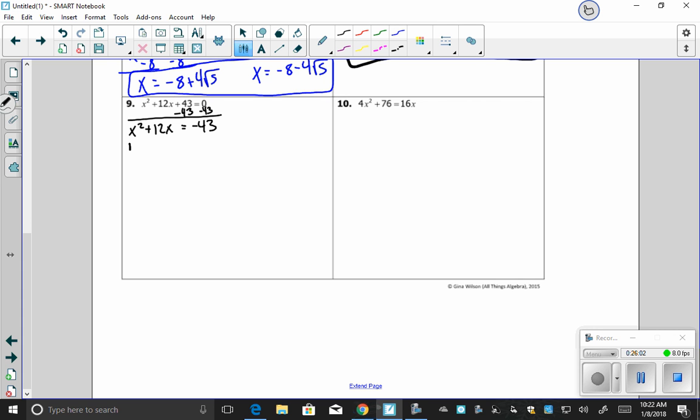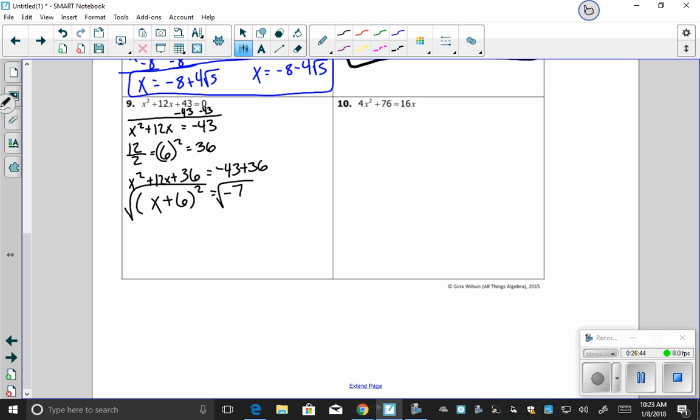Take the 12, divide by 2, 6, square it, 36. Add it in. X squared plus 12x plus 36 equals negative 43 plus 36. Factor. X plus 6 squared equals negative 7. This is probably going to be a little bit different because of the negative 7.